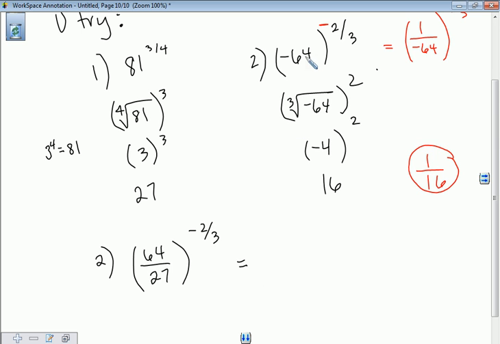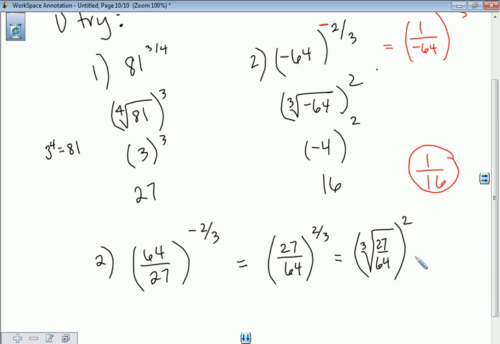Alright, so this one was not a fraction, so we had to turn it into a fraction. This one is a fraction, so what do you do? 27 over 64 to the 2/3. Yep. So now we are doing what root? Cubed root. And then we're going to raise that to the 2nd power. So cubed root of 27/64ths is 3/4. 3/4 squared is 9/16.